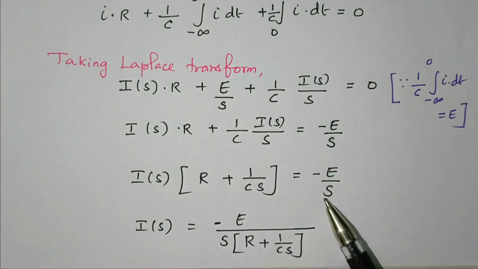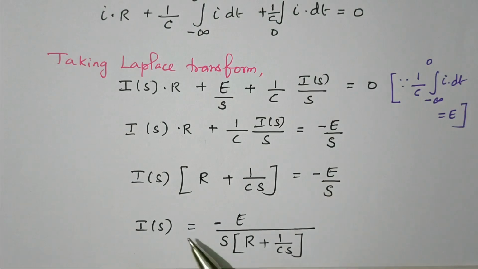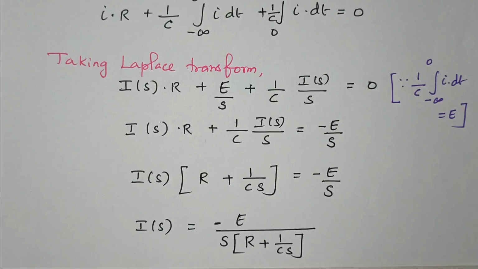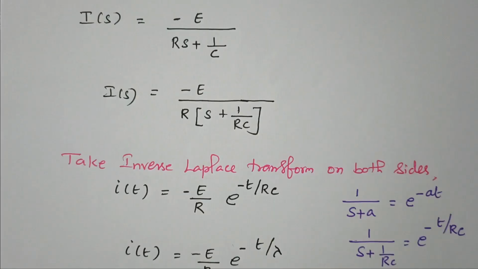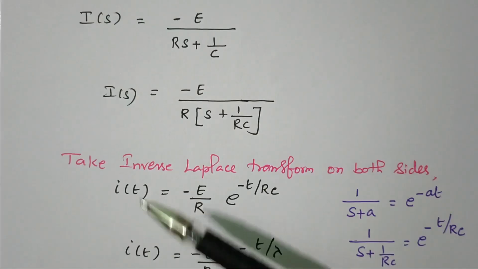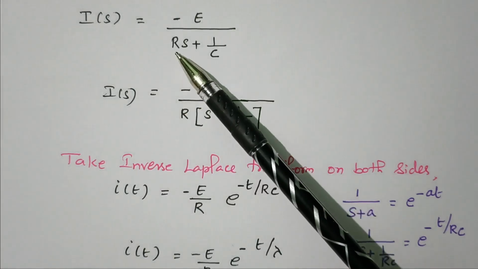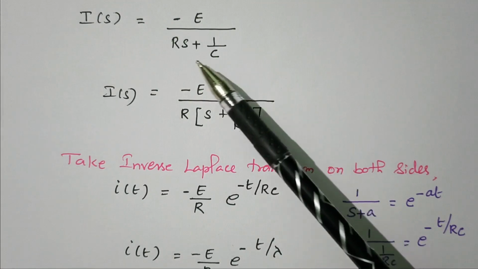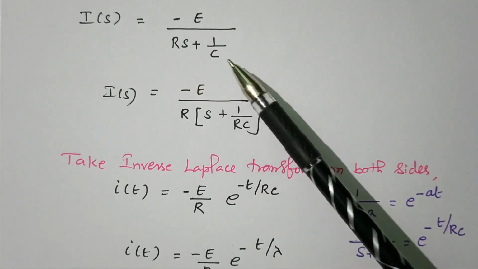Now we brought this term into the denominator, so that I(s) equals minus E divided by s, minus E divided by s, and this term R plus 1 by Cs. Now we'll go for the further simplification. Multiply the s term inside, so that it is R into s. Here 1 by Cs is there, s got cancelled. So R by s plus 1 by C.